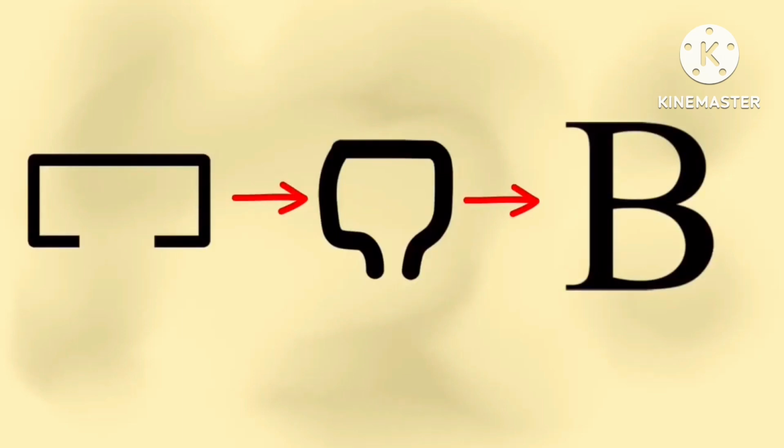To the Canaanites, house was pronounced something like Beit. So letter A is a picture of an ox, and letter B is a picture of a house.